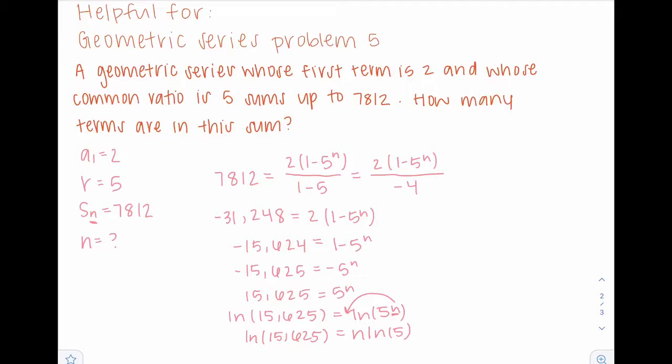So from here, the natural logs, those are just numbers. So we can plug those into our calculator and divide. So we'll get the natural log of 15,625 divided by the natural log of 5 equals n. So if you plug that into your calculator, you should get n equal to 6. And there's your answer. Good job.